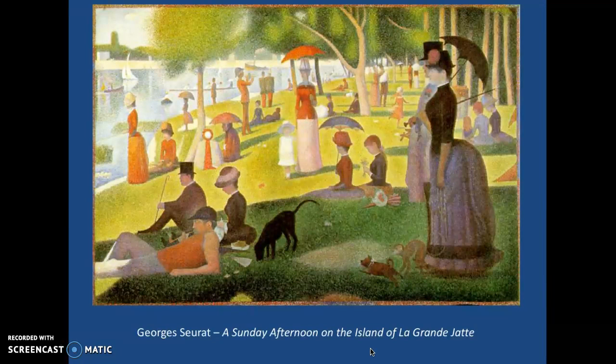This is an effect caused by complementary colors, which are opposite one another on the color wheel. For example, yellow and violet, blue and orange, red and green are all examples of complementary colors. Seurat learned that if a dominant color is paired with a small amount of its complementary color, the eye naturally blends the two together, making the dominant color stand out even more.